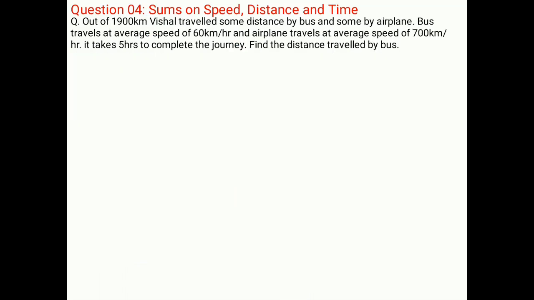Let's take another sum on speed, distance and time. The question reads, out of 1900 km, we shall travel some distance by bus and some by airplane. Bus travels at an average speed of 60 km per hour and airplane travels at an average speed of 700 km per hour. It takes 5 hours to complete the journey. Find the distance travelled by Vishal by bus.